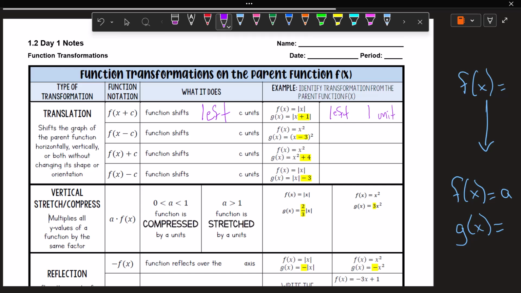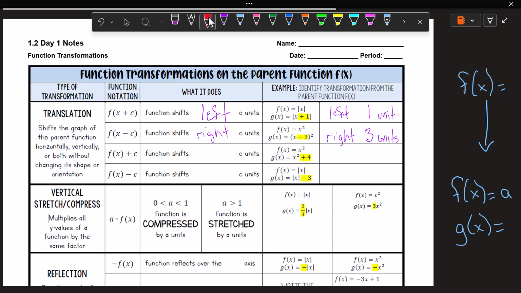Now, the complete opposite for f of x minus c. If it's minus, we go to the right. Again, it's the opposite of what it looks like. So f of x equals x squared, g of x equals x minus 3 in parentheses squared. So that 3 is minus. So we moved 3. Even though it's negative, usually we think left, but it's to the right. It's the opposite. And we're going to be dealing with this same stuff the whole year. It's going to have the same rules, so we need to remember these.